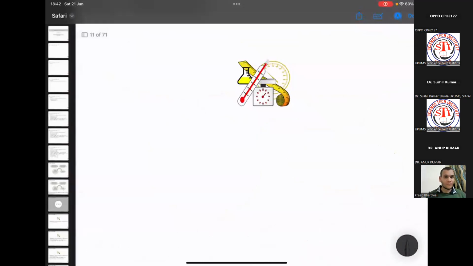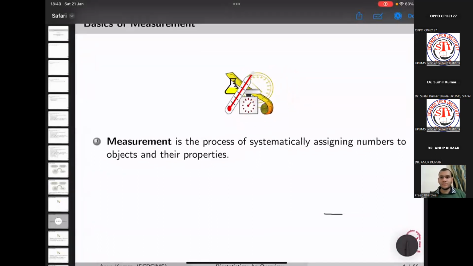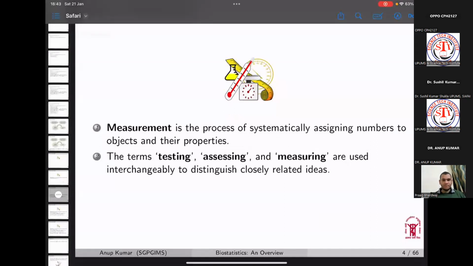Now next is how the data comes to us. When we measure something, then only the result which we are going to get will give us the data. So the science is all about measurement. Whether you are in the medical science or in physics or in chemistry, our motive is to measure. For example, in medicine we just want to diagnose, so ultimately it is also a kind of measurement. So measurement is the process of systematically assigning a number to the object and their properties. This is the definition of measurement, that we want to assign a number to the system or to the process or to the object on which we are working. And further, the terms testing, assessing, measuring are used interchangeably with each other.